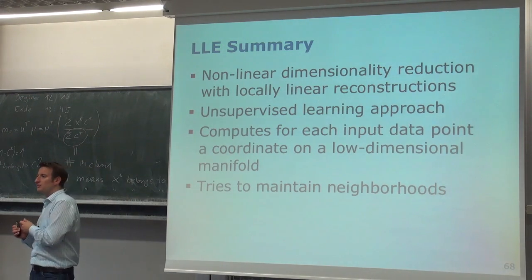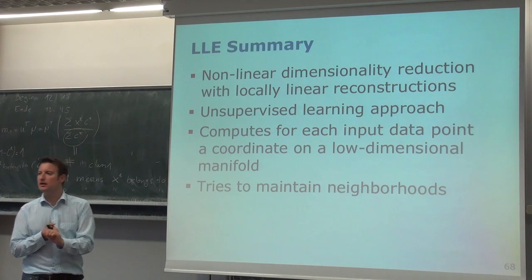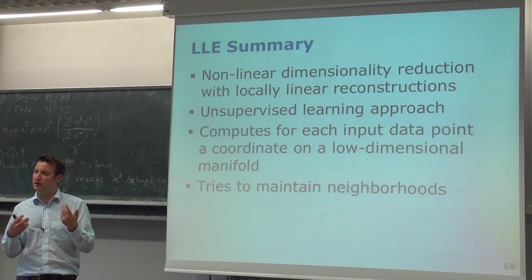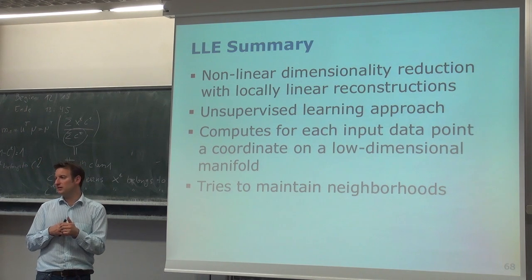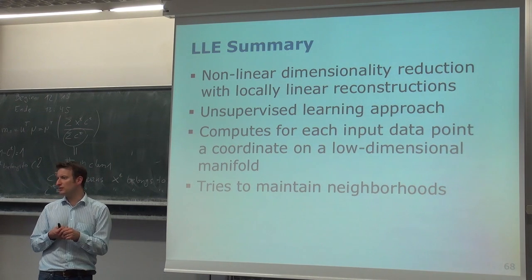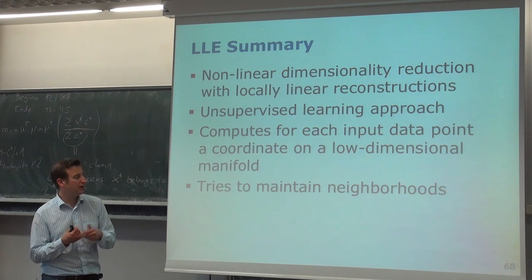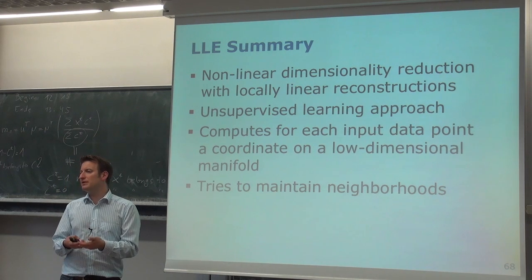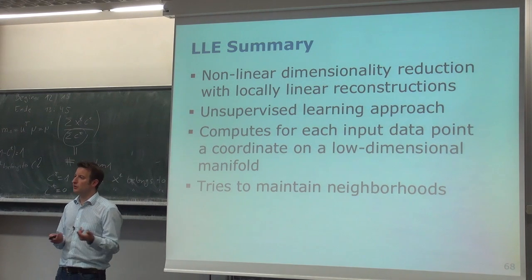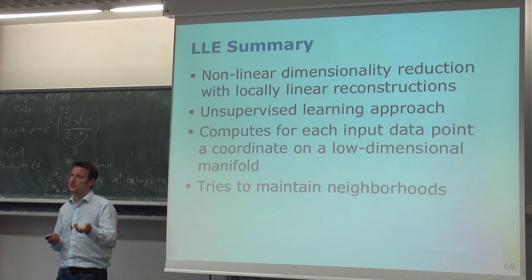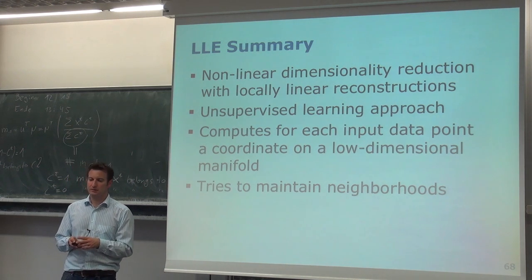Again, it's an unsupervised approach. I don't need any training data or class labels. And the key objective of this approach is to maintain the local neighborhood, do a locally linear reconstruction, and find the low-dimensional coordinates so that this neighborhood relationship is maintained. It does so by solving two minimization problems. One for computing the weights, the second for finding the latent coordinates.